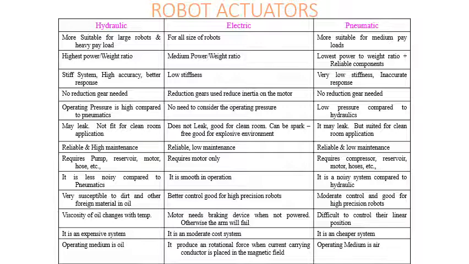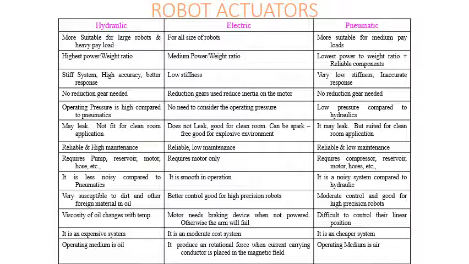Hydraulic is somewhat less noisy than the pneumatic system, and the pneumatic system will be noisier. In electric, the operation will be smooth. Hydraulic is very susceptible to dirt and other foreign material in oil. In case of pneumatic, moderate control and good for high precision robots. Electric will have better control, good for high precision robots. In hydraulic, the viscosity of oil changes with temperature. In case of pneumatic, it is difficult to control their linear position.